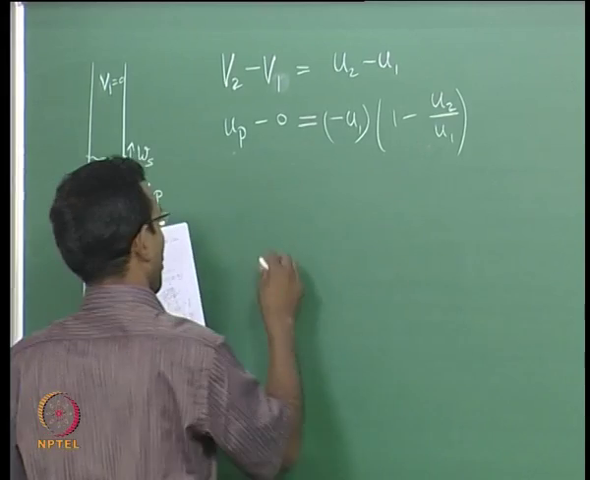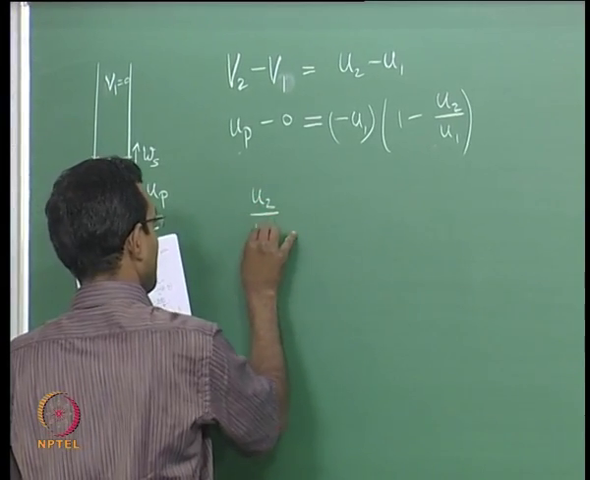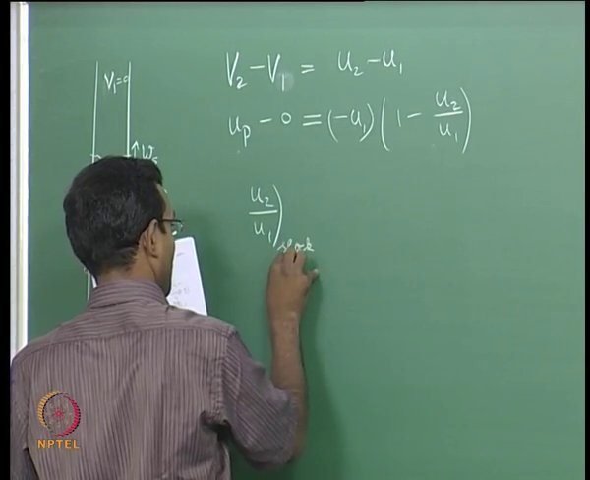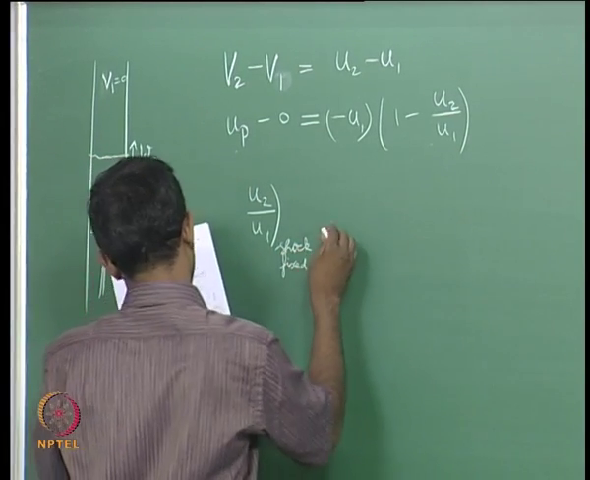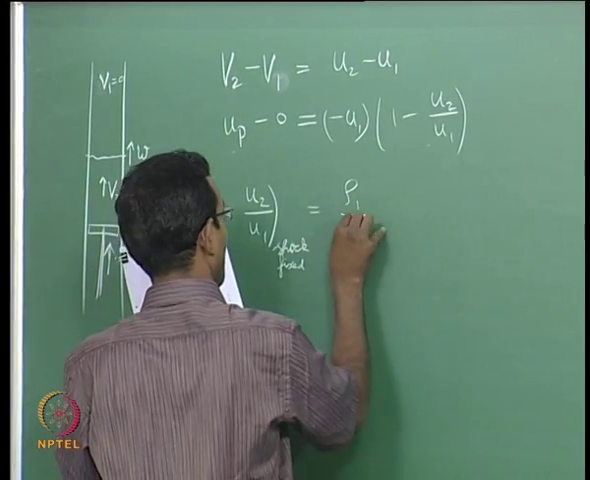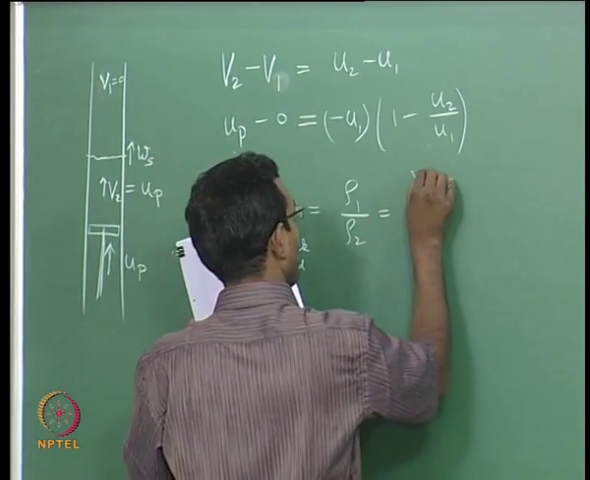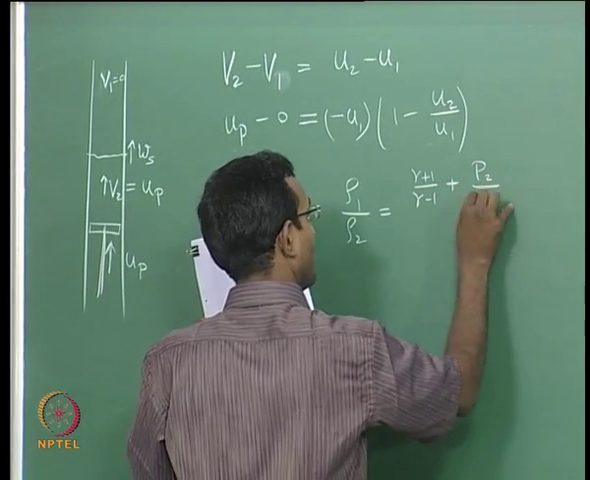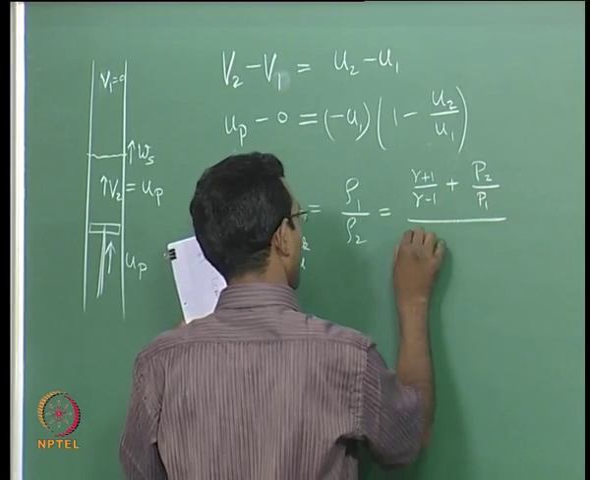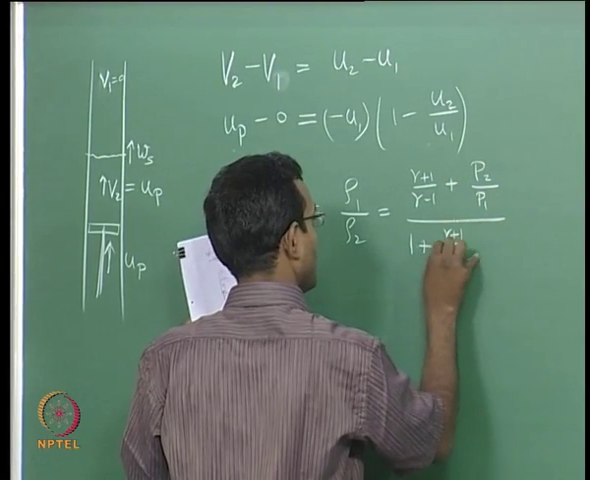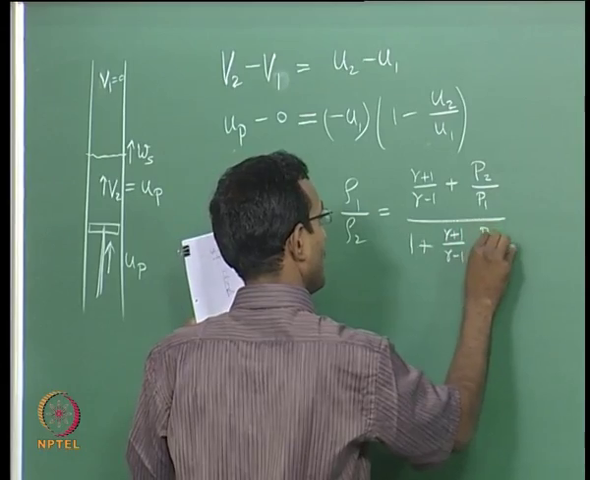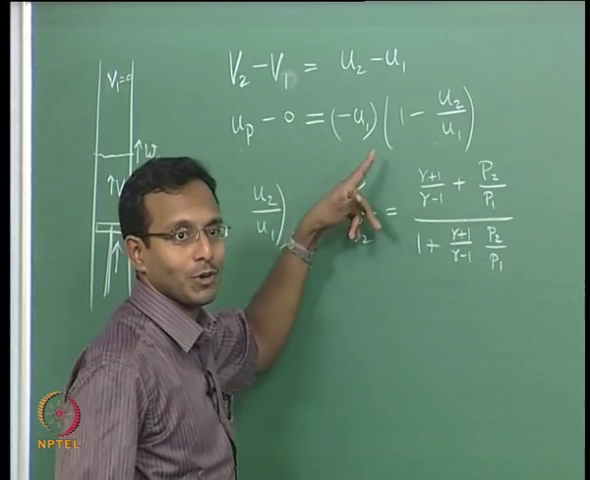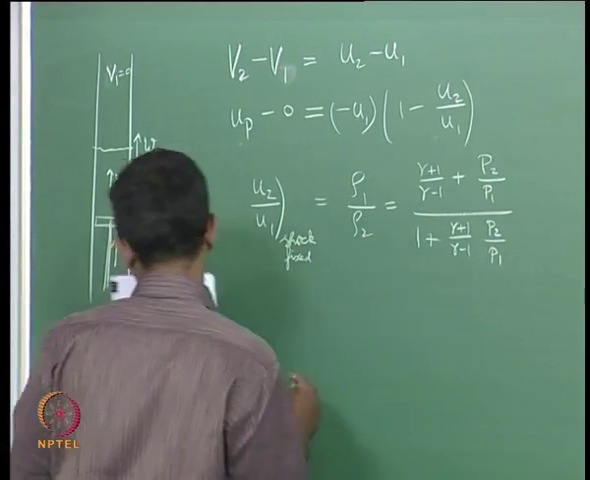So, I will use normal shock relations and shock-fixed coordinates. We have this relation: rho 1 by rho 2 is given by (gamma plus 1 by gamma minus 1 plus P2 by P1) divided by (1 plus gamma plus 1 by gamma minus 1 times P2 by P1). We wrote this expression as rho 2 by rho 1 and this is its reciprocal. I just wrote it the other way in this class.